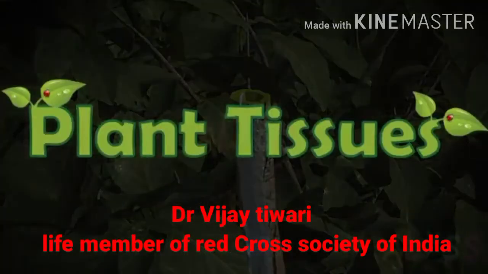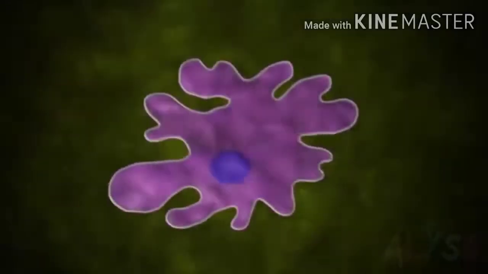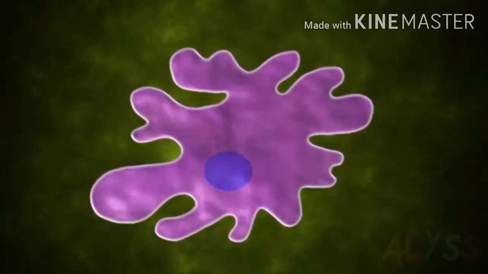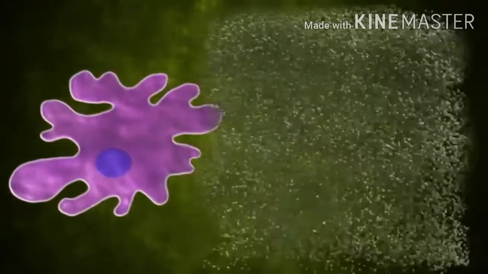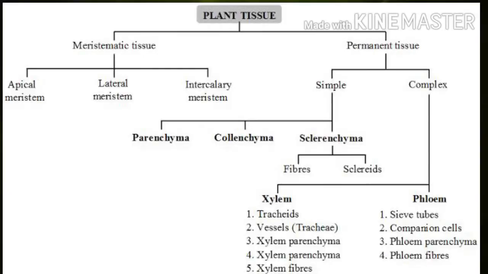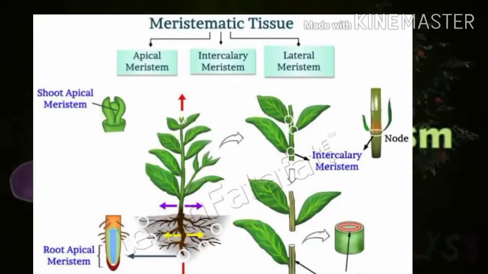Plant tissue. A group of cells of similar origin, structure and function is called tissue. Types of plant tissue. Number A, meristematic tissue.